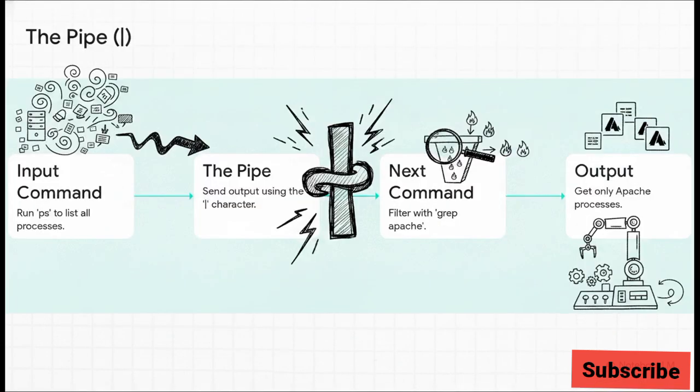But the real magic happens when we start chaining these small utilities together using what's called the pipe. It's that vertical bar character on your keyboard. The pipe takes the output from the command on the left and literally feeds it directly into the command on the right. For example, run ps to get a massive list of every running process, and then pipe it straight into grep Apache to instantly filter out only the processes running your web server. It's practically a superpower for cutting through the noise and automating your recon.